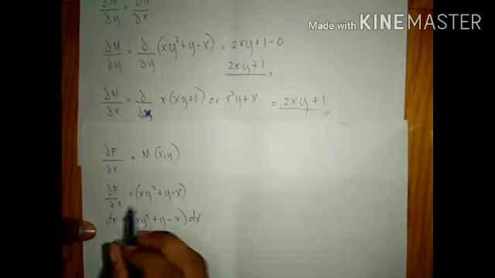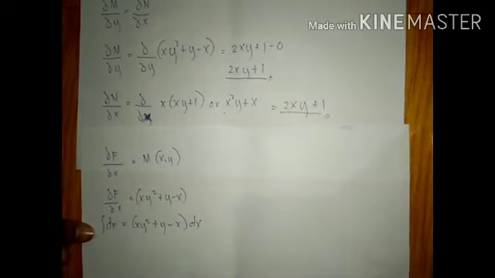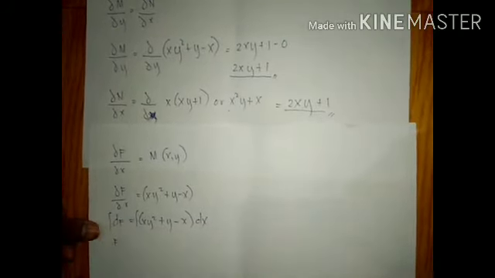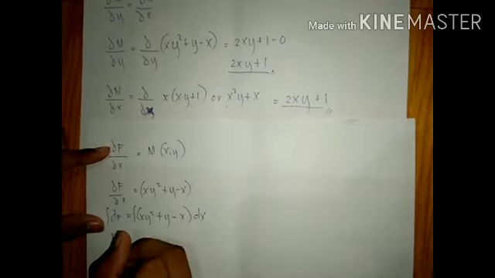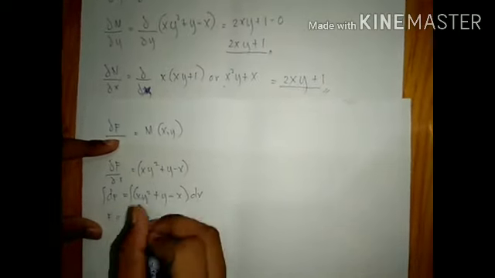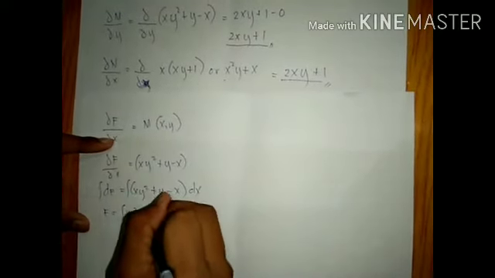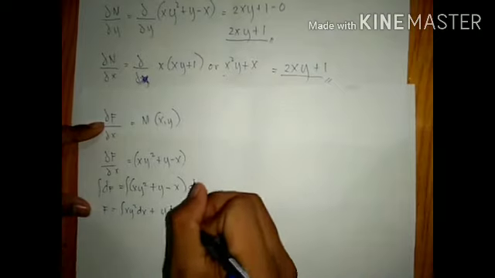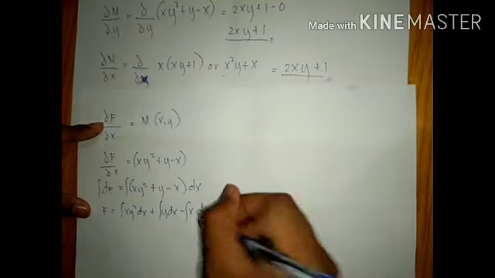So we distribute and integrate, then f, so this is our solution for the exact equation. Then f is equals to, we distribute again and integrate each term: xy squared dx plus y dx minus x dx. Integrate by parts with respect to dx.